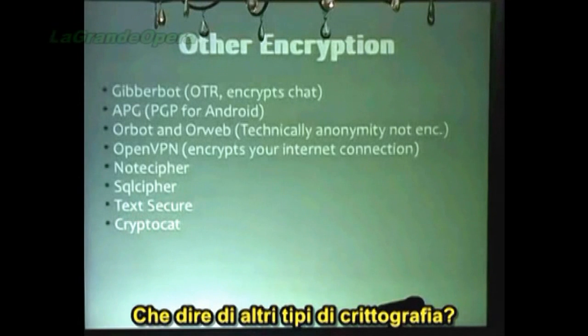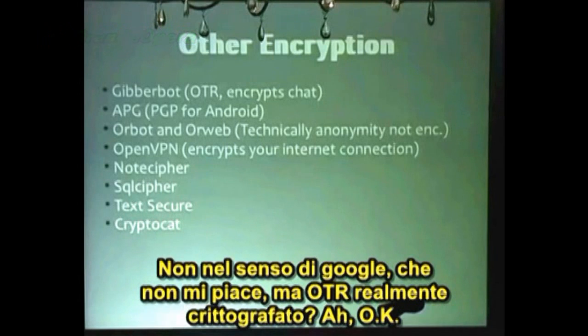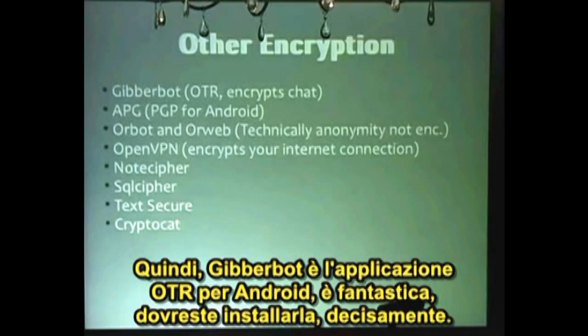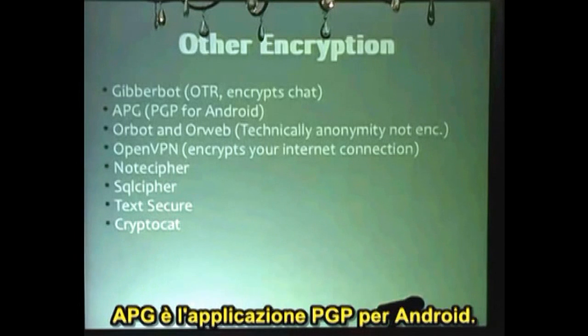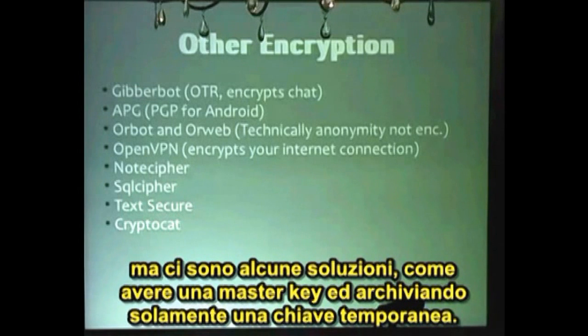what about other encryption? Jibberbot is fantastic. Everybody knows what... Okay, does anybody not know what off-the-record chat is? Not in the sense of Google not logging it, but actually encrypted OTR. Okay, good. So Jibberbot is the OTR application for Android. It's fantastic. You should definitely install it. APG is the PGP application for Android. I don't feel great about having PGP private keys stored on my phone, but there are some solutions to that, like having a master key and only storing a temporary key on your phone.